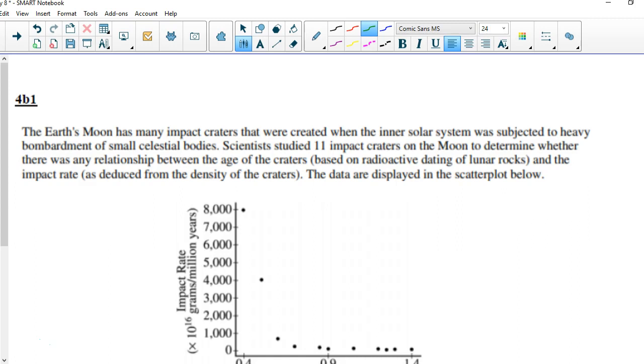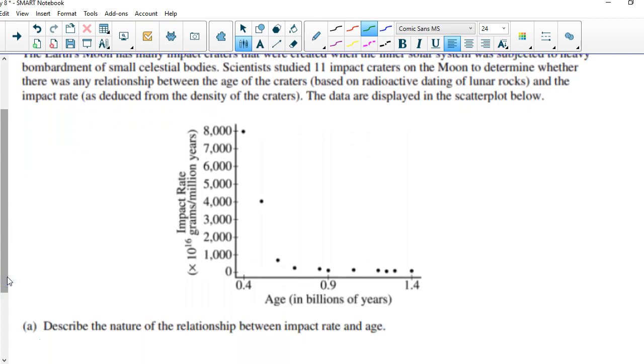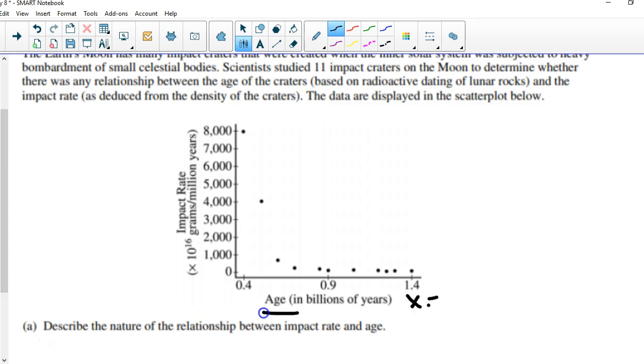Scientists studied 11 impact craters on the moon to determine whether there was any relationship between the age of the craters based on radioactive dating of lunar rocks and the impact rate as deduced from the density of the craters. The data are displayed in the scatter plot below. Okay, so when we look down at it, we see our x here is age. This is our explanatory variable. And then here's our response, impact rate.